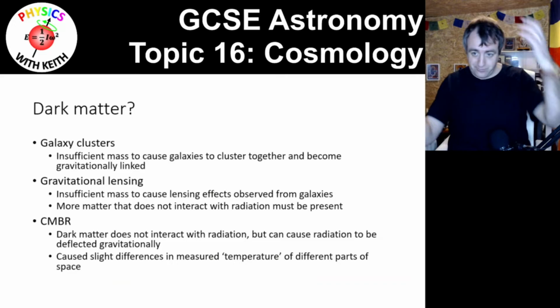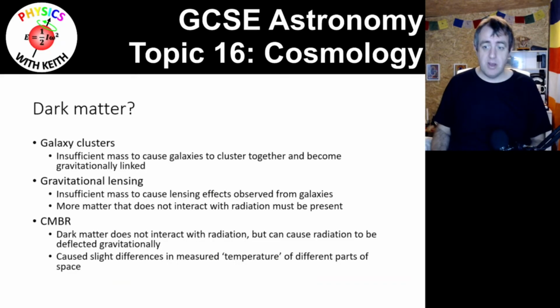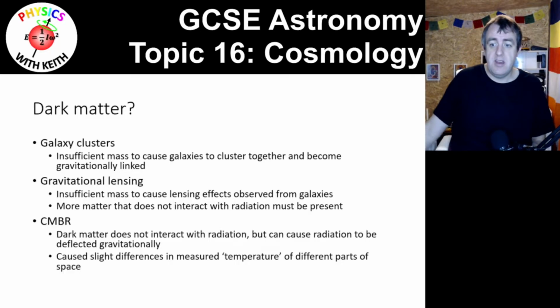Dark matter clusters galaxies together. We need it, because otherwise galaxies wouldn't cluster together. We know it's there because of observations of gravitational lensing. Light is bent by gravity, and the amount light is bent by is more than we would get if the only mass in the universe were the mass we could see. So there must be dark matter we can't see.